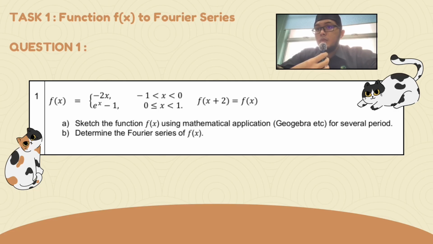So for question 1, we are given this piecewise function: negative 2x with the respective domain from negative 1 to 0, and then e to the power of x minus 1 with the respective domain from 0 to 1, and we have f(x + 2) = f(x) as our period.